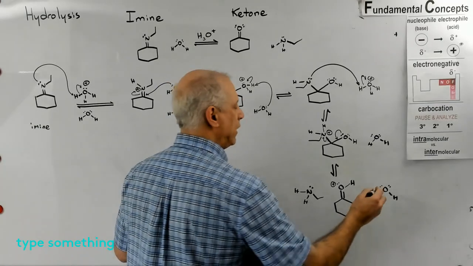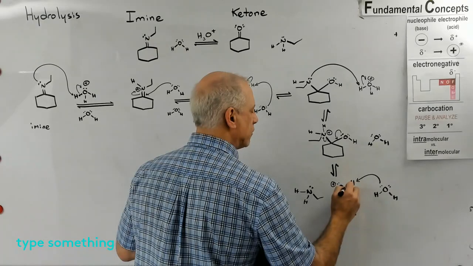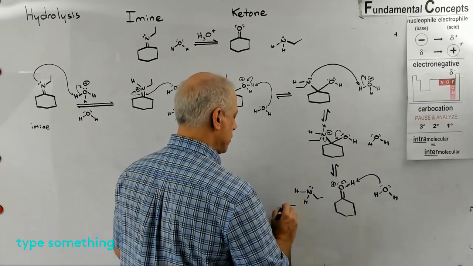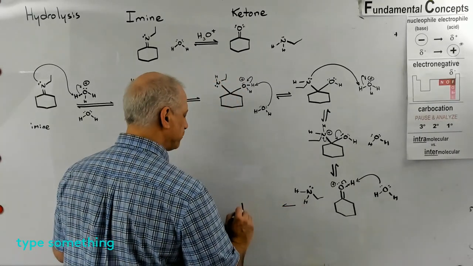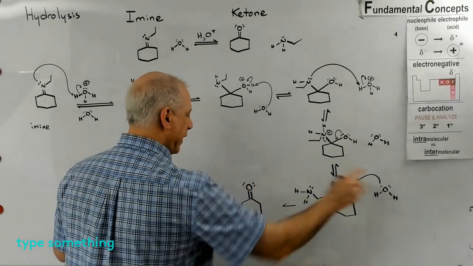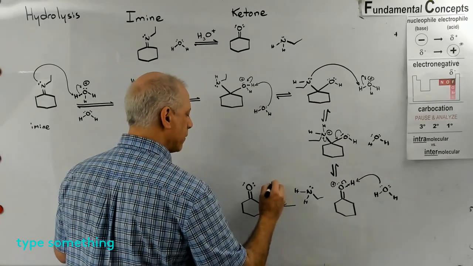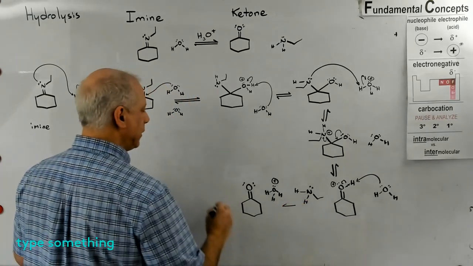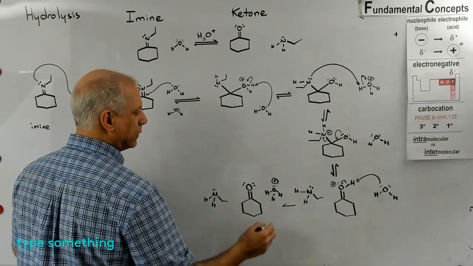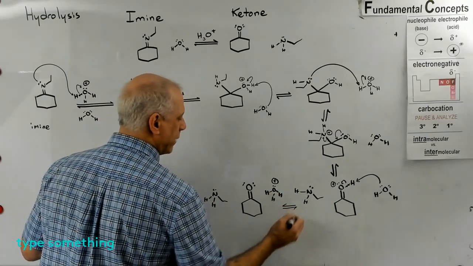There we go. And then finally we have this water molecule coming in over here and pushing these electrons onto that oxygen right there, and giving us our final product. I'll draw it over here, which would be our ketone, our H3O plus here, and our amine. Hydrogen, hydrogen, right there. And this is, of course, equilibrium, because then this oxygen can get protonated again and go right back.